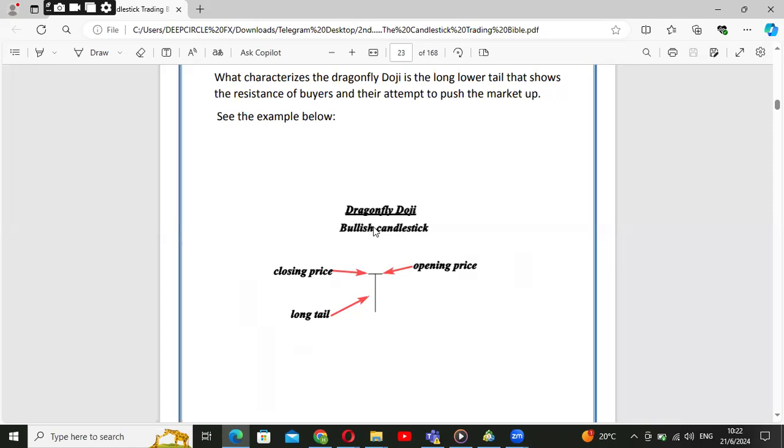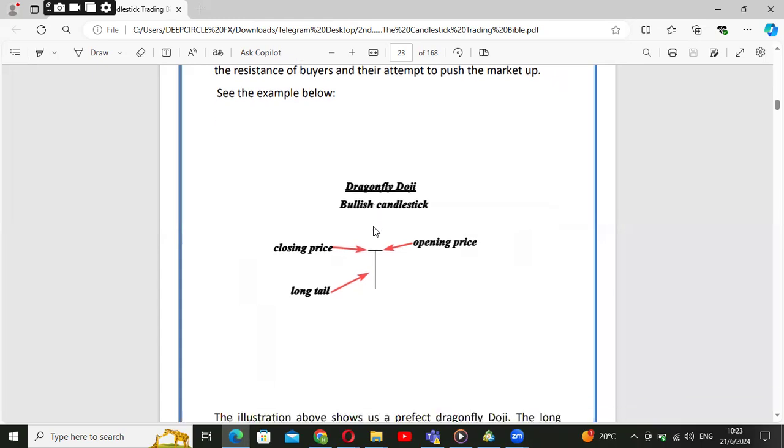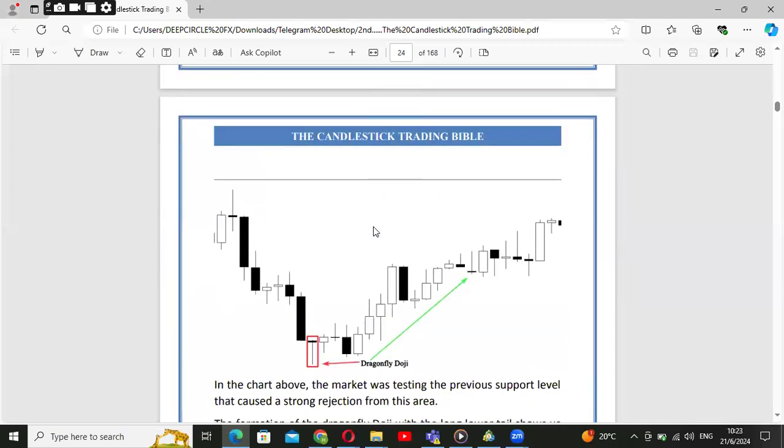So we have the dragonfly Doji candlestick. This one is a bullish candlestick. It's a sign that will show you that the market is about to go up. It will have a long tail and a very small body at the top. That is the Doji candlestick. It's a sign that the market is about to go upwards, but you wait for the next candle to cross any of the price of that Doji candlestick for you to get the confirmation.